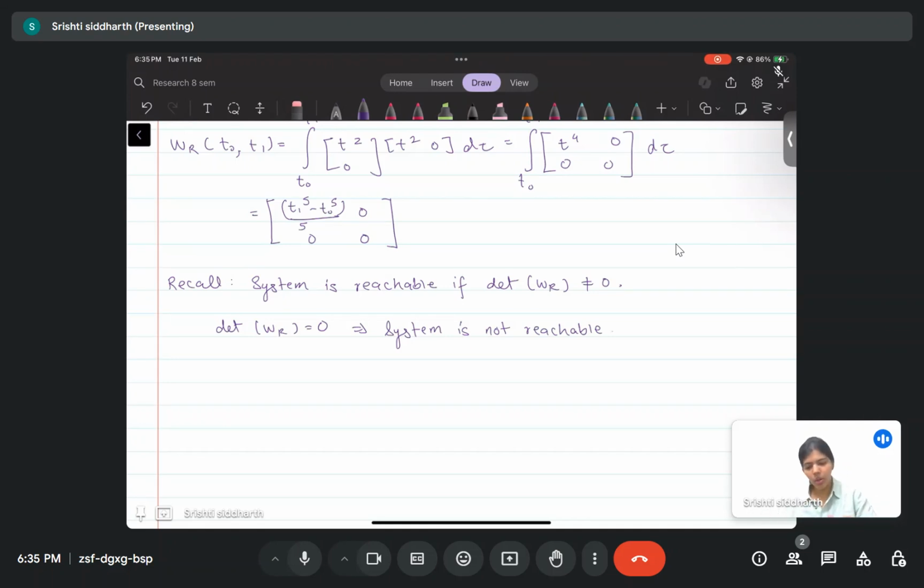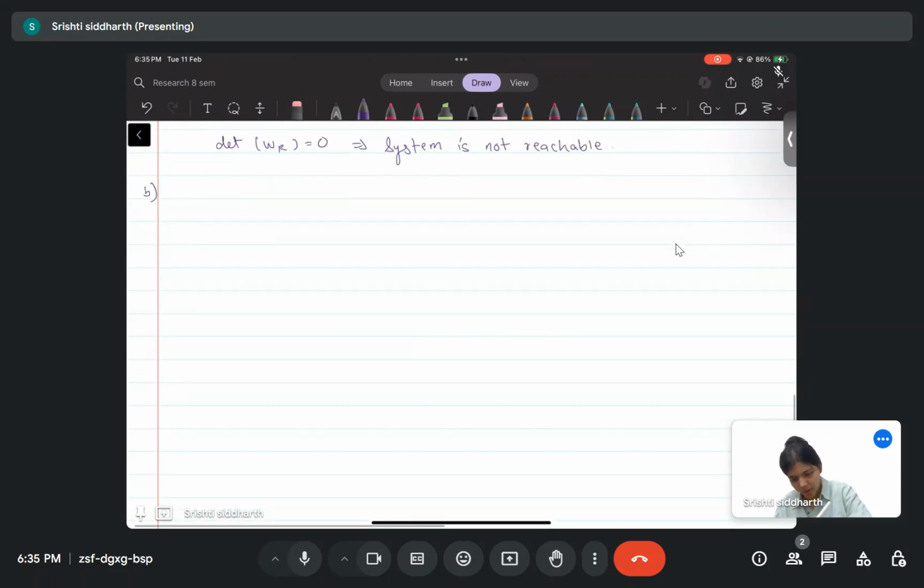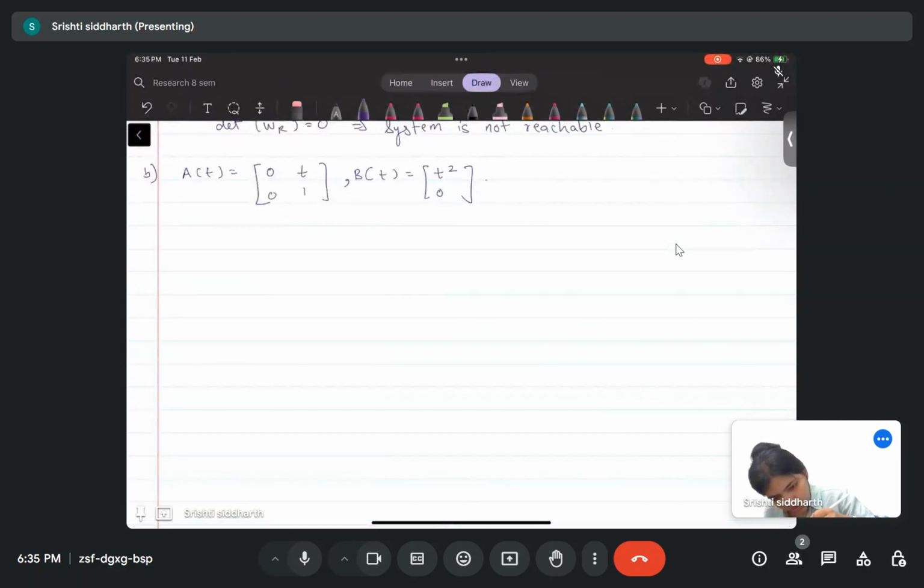Alright. Now let's look at the second part of this question in which we introduce a matrix. A of t is 0, t, 0, 1. B is as before. To compute the reachability gramian, we need to compute the state transition matrix.